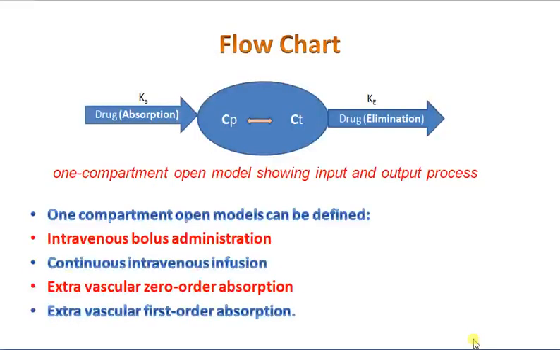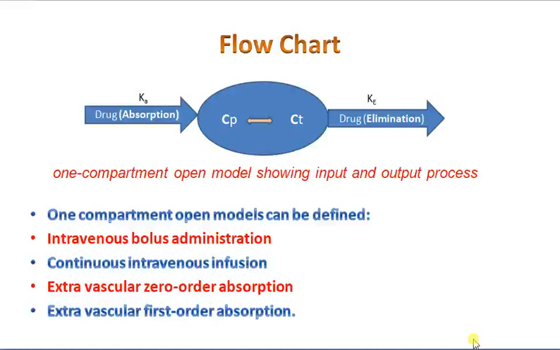Flowchart for one compartment model. If absorption occurs, then Ka is taken as the absorption rate constant, and if the drug is given as an IV bolus, directly injected into the body, then the absorption rate constant is eliminated and the elimination rate constant is considered. One compartment open model showing input and output process.